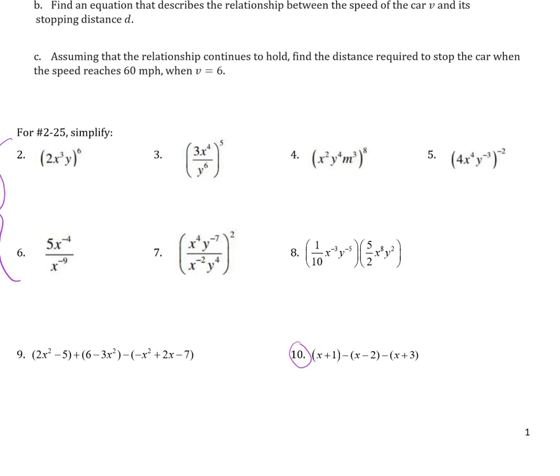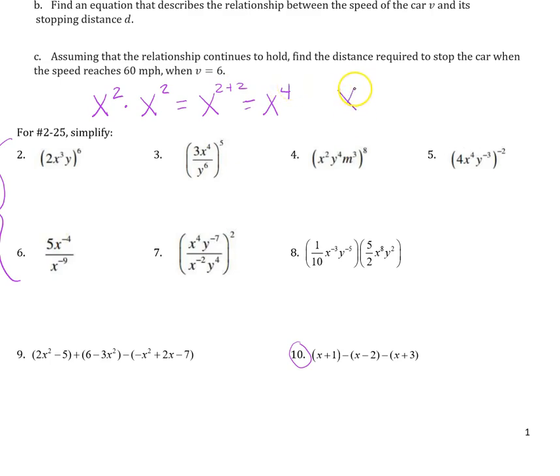This is our weakest spot. A lot of questions that I've been getting are us not remembering just our exponent rules. If you have two numbers being multiplied and they have the same base, that's when you add your exponents. So this is 2 plus 2, so this is x to the fourth.